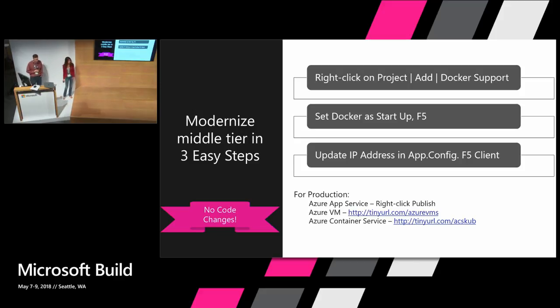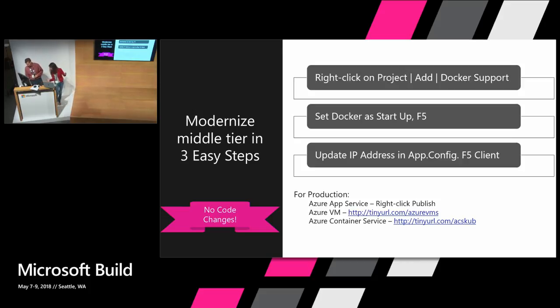Awesome. So now I'm going to talk a little bit about the middle tier. So the first thing I'm going to show you is how to actually containerize your app in Visual Studio. It's a pretty simple process. We're going to right-click, add Docker support, set Docker as that startup project, and update our IP address in our client side so that we're actually running from the container instead of locally. So let me go ahead and show you how to do this.